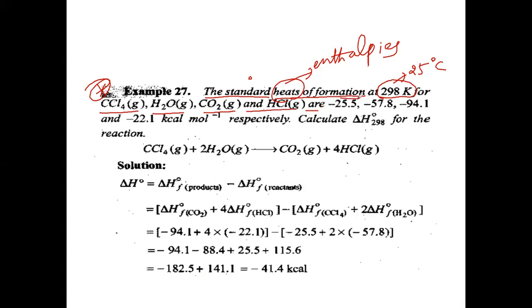What are you given now? Formation value is given, not combustion or bond energy. Enthalpies of formation are given for every compound: first CCl4, second H2O, third CO2, and fourth HCl. Calculate delta H naught at this given temperature, meaning delta H naught of the reaction only. Delta H naught for the reaction at the given temperature. Now the reaction is given: CCl4 gas plus 2H2O gas gives rise to CO2 gas plus 2HCl gas. Once go through the solution given here, ma.